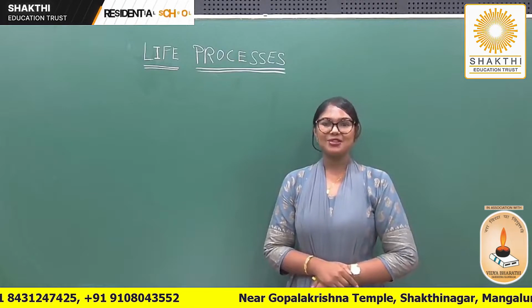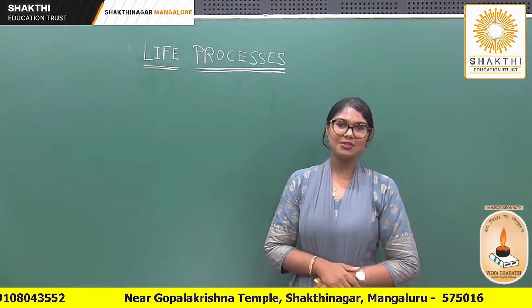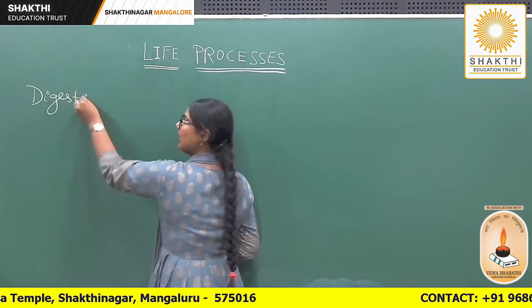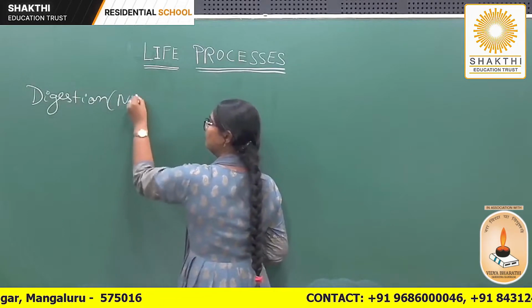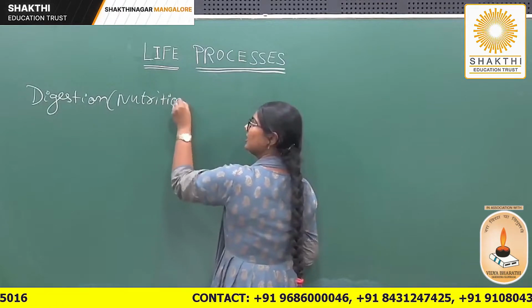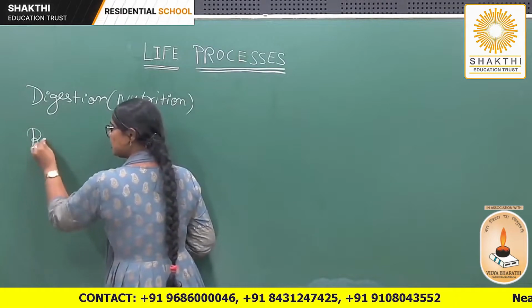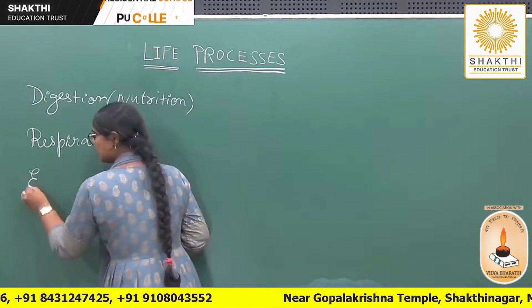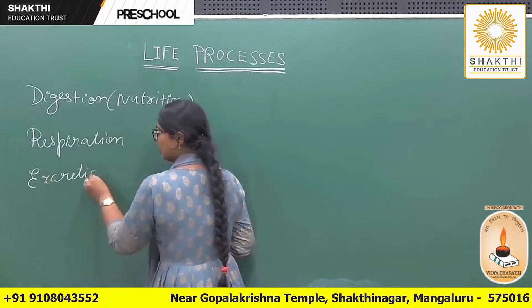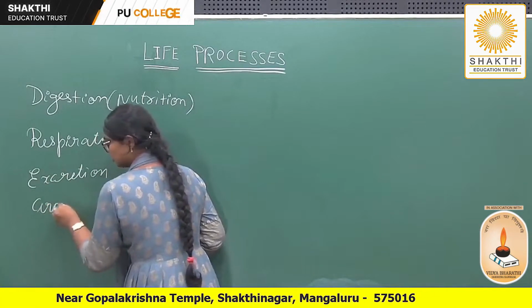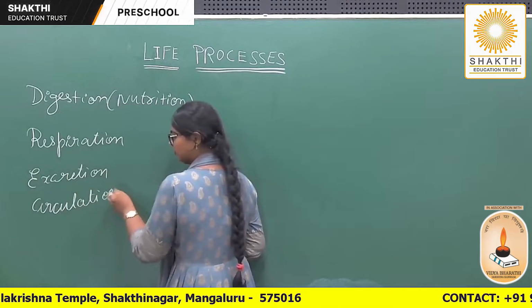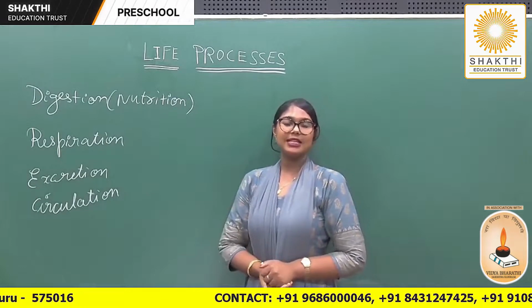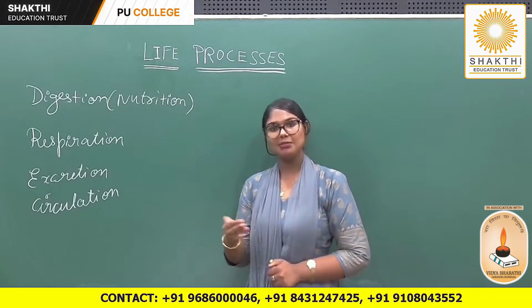Now, what are the life processes? We have 4 important ones. First one is digestion, or what we commonly call nutrition. Second one is respiration. Third one is excretion. And last one is circulation. Now, these are the 4 important life processes that take place in humans or animals for that matter.